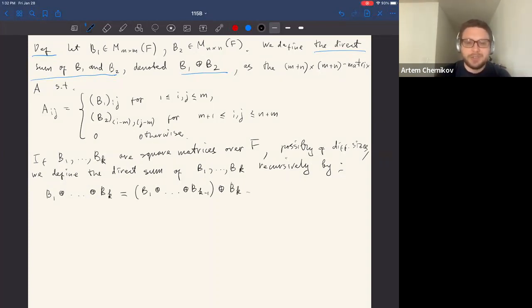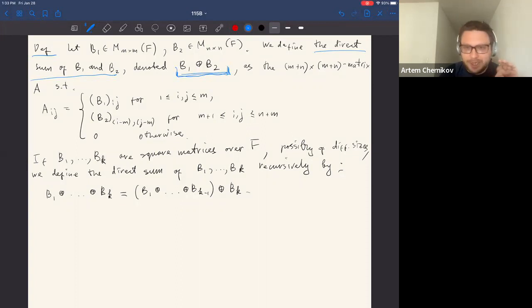Okay? So you see this definition makes sense because in the first step we define the direct sum of two matrices. Now we have to define it for any number of matrices. So we do it recursively. We already have defined it for 2 in the first part here.